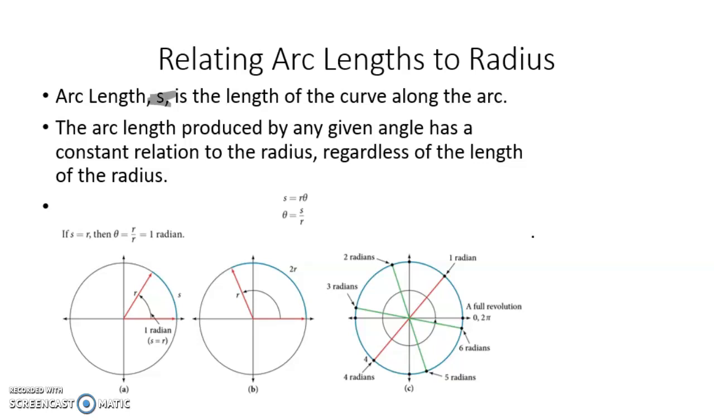Okay, so the arc length produced by any given angle has a constant relation to the radius, regardless of the length of the radius. So S is always going to be equal to the radius times your central angle, whatever it is. Or you could solve for theta, by dividing both sides by r, to give the central angle is equal to the arc length divided by the radius. Now, if the arc length and the radius are the same thing, well then theta is going to be r over r, which is really just 1 radian.